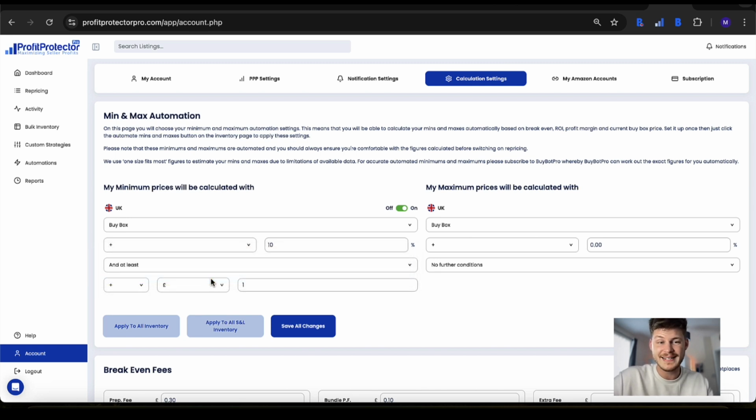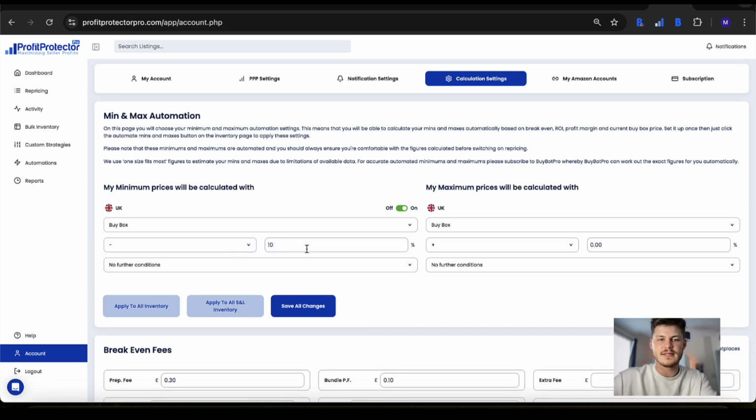You could use and at least if you wanted it to be 10% and I don't know 50 cents or 50p or whatever. You could do it like that, and it will use both parts. So the minimum price will be 10% above the buy box and whatever you've set in here. But I would say keep it very small with what you're entering in here. Okay. So if I just do it, say, like that, I'd be happy with that.